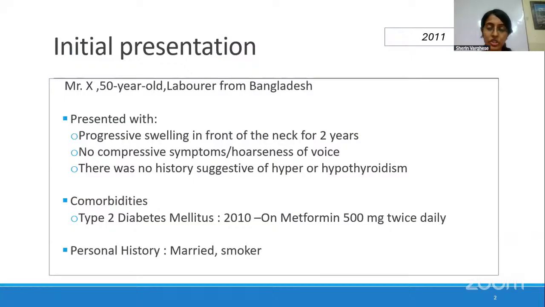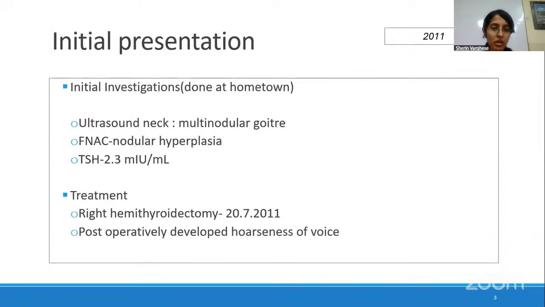He had initially presented in 2011 with complaints of progressive swelling in front of his neck for more than 2 years. There were no compressive symptoms. There was no history suggestive of hypo or hyperthyroidism. He had diabetes mellitus and he was a smoker. His initial investigations and treatment were undertaken at his hometown. The ultrasound of the neck was reported as multinodular goiter.